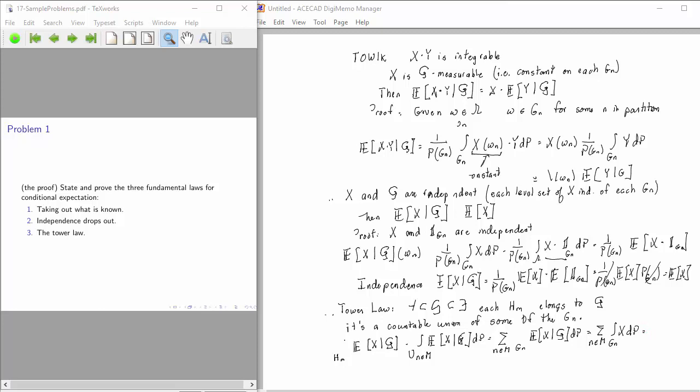And of course, since H sub m is just the union of these G sub n, what I have done in effect is just integrate x over H sub m. In other words, under these circumstances, the effect of integrating x conditioned on G is no different from the effect of just integrating x. In other words, we can forget about G. And we reach our final conclusion.